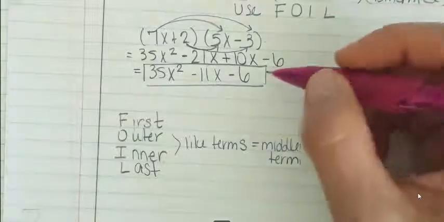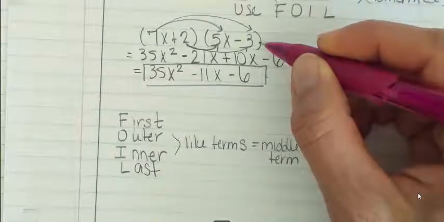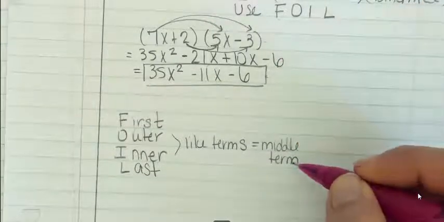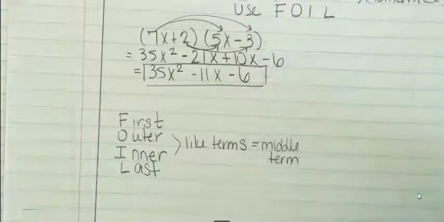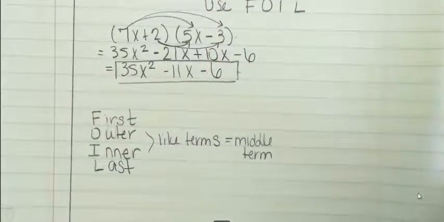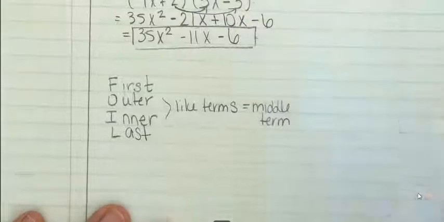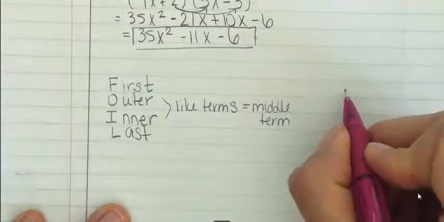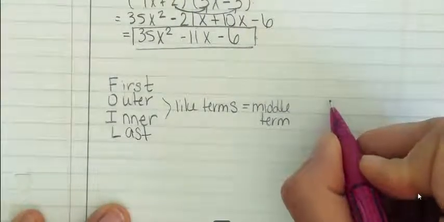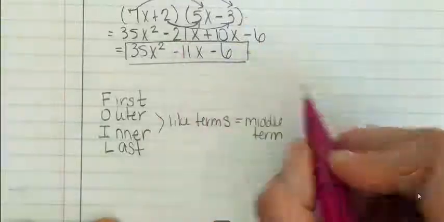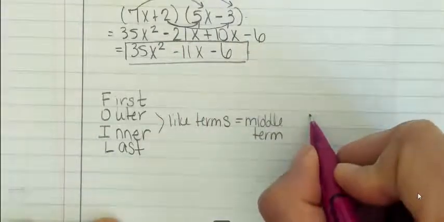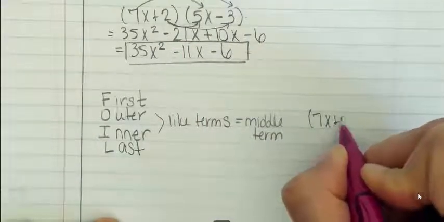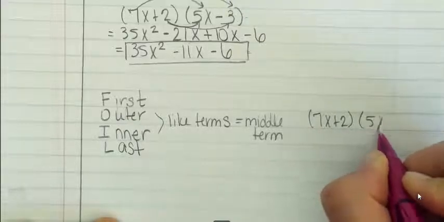Let's see. So I'm going to now do this exact same problem, but I'm going to do it a little bit differently, showing you how to quickly work with FOIL. Okay? So, same exact problem. Maybe I'll just do it right here, so that way we can still see this and have it over here to the side. So I'm going to take that 7x plus 2, that 5x minus 3.